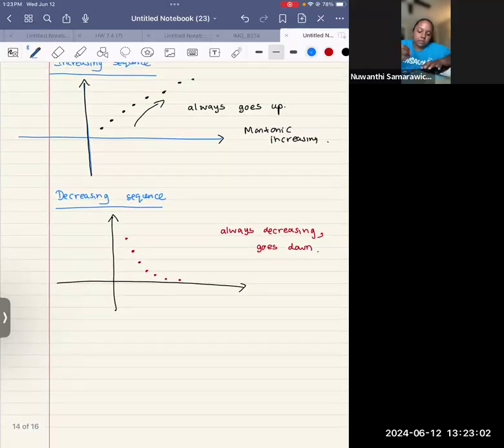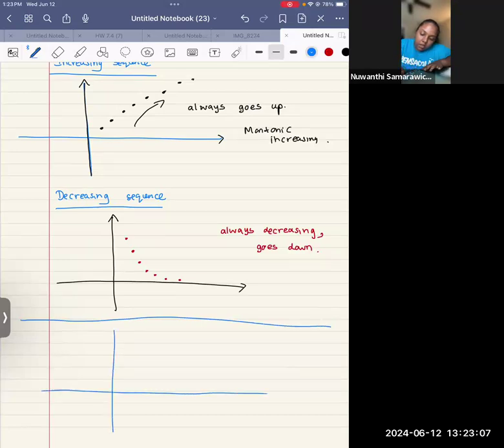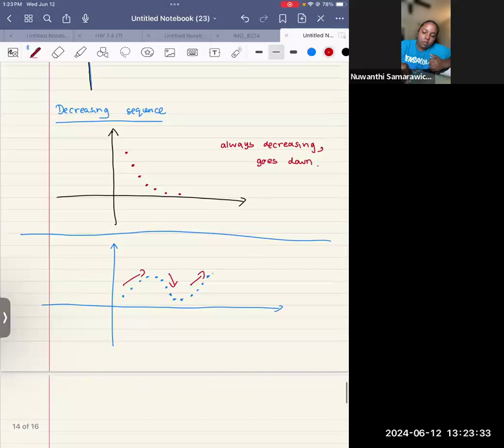Okay, what about this? Can you tell me whether it is monotonic or not? No, right? It's not monotonic because it's increasing and decreasing. So it's not monotonic.